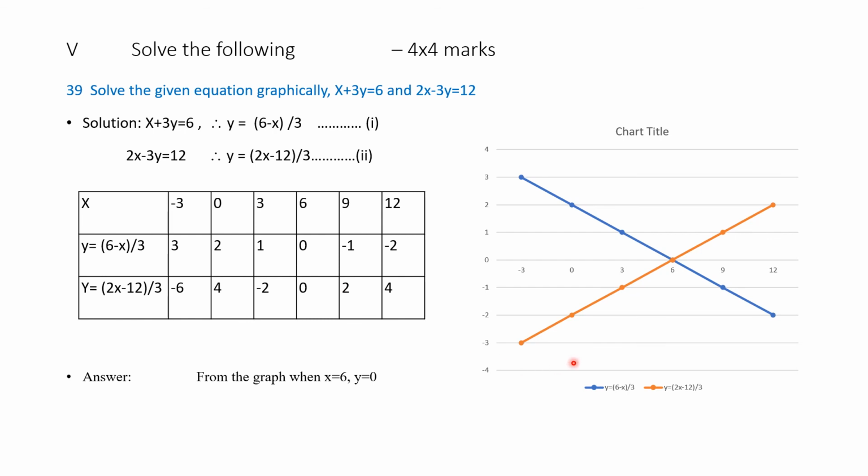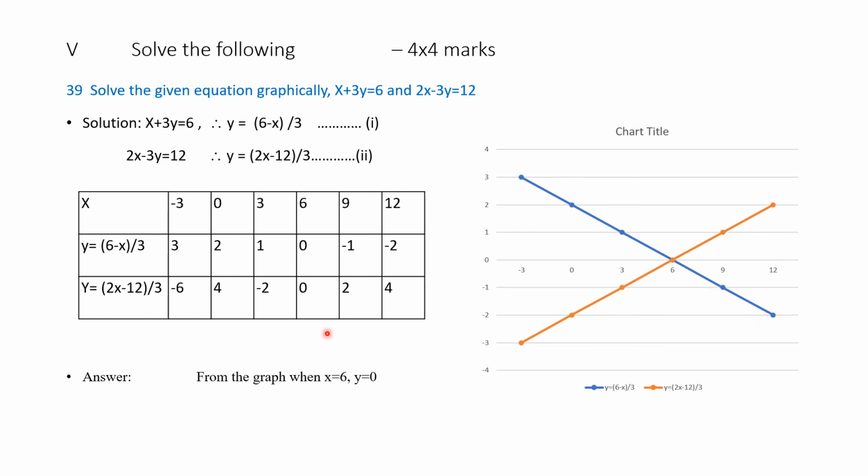Therefore, y is equal to (6 minus x) by 3. The values of x are given here on the x-axis, that is minus 3, 0, 3, 6, 9 and so on. And you plot the values here. This is the graph for (6 minus x) by 3. See here, this line corresponds to y is equal to (6 minus x) divided by 3 for different values of x. Please practice it using a graph sheet.